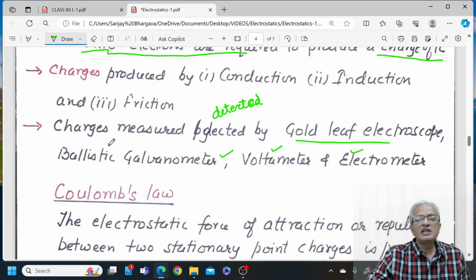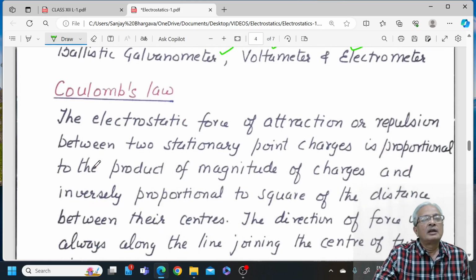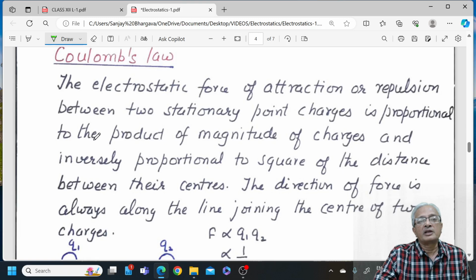Now, in the basic properties, what we have said: like charges repel each other, and opposite charges attract each other. Now the question comes up: with what force do they either attract or repel? This answer comes through Coulomb's law. What does Coulomb's law basically say?